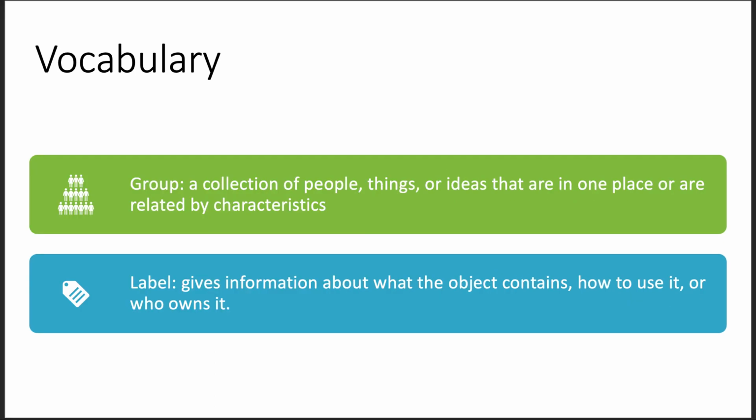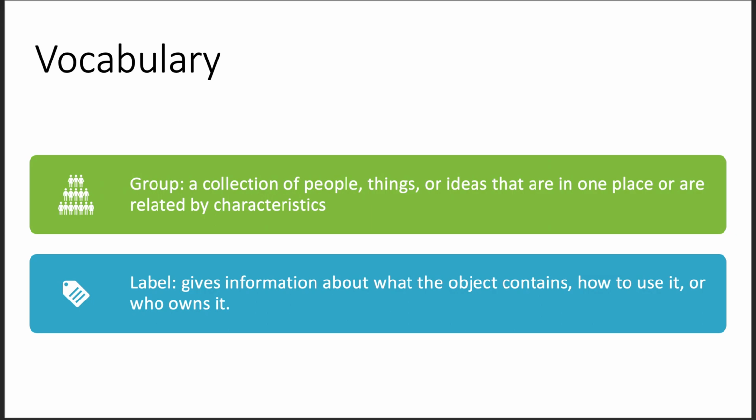So to start off this lesson, we want to go over some vocabulary. The two main vocabulary words that students might need some help on are group and label. For group, it's a collection of people, things, or ideas that are in one place or are related by characteristics. So if you had your students in front of you, you can say if you have 4 students sitting at one table, that's a group.